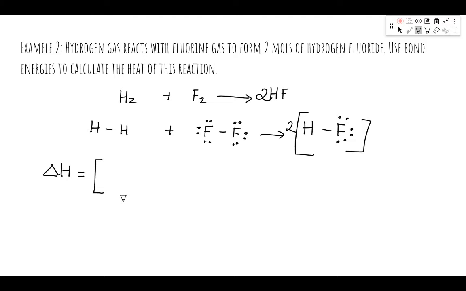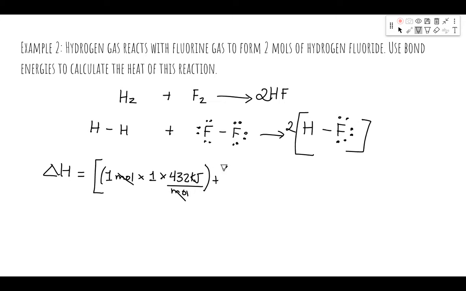So taking a look at the HH bonds, just like I did earlier, I'm going to use the same sort of format. The coefficient there is 1, so I'm going to write 1 mole times, there is 1 of those bonds, times the bond energy of the HH single bond, which is 432 kilojoules per mole. And that allows my moles to cancel out, plus the FF single bond.